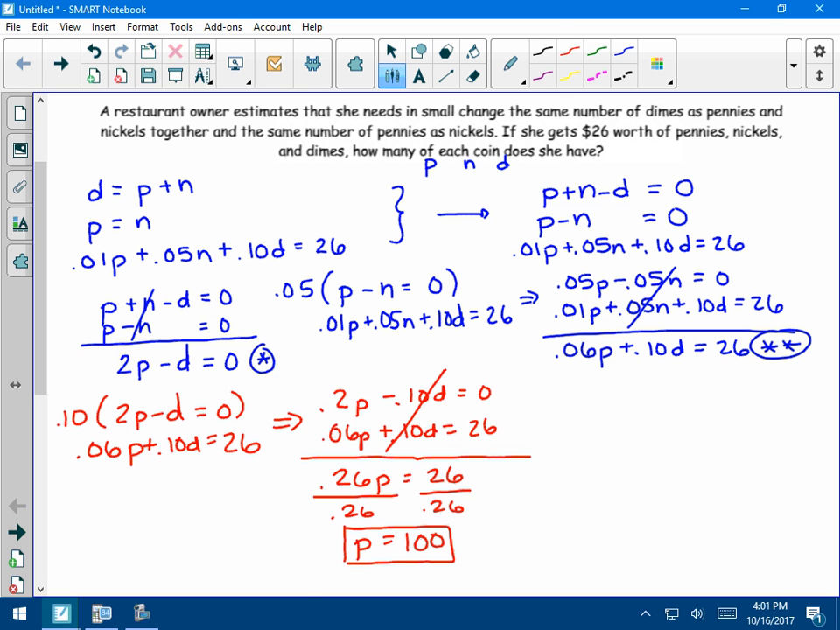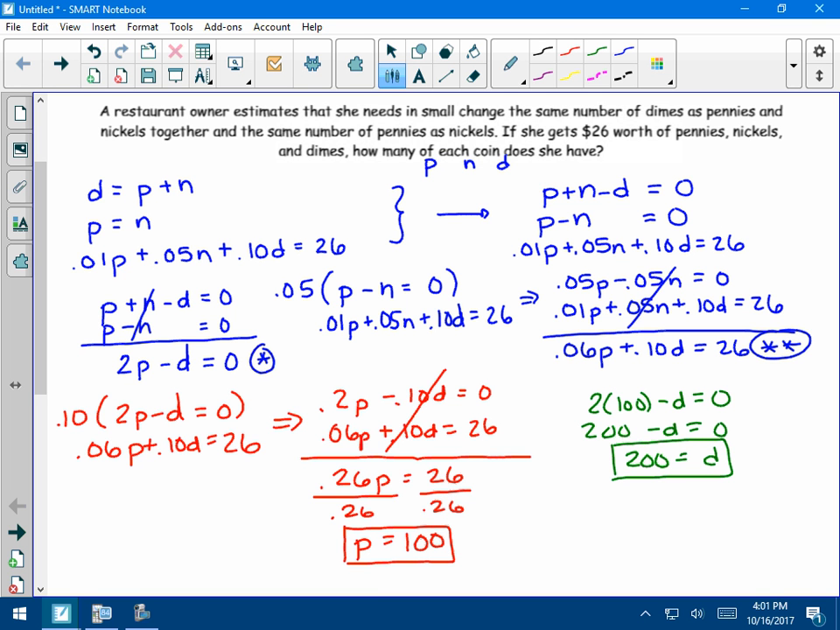And now I'm at my step where I'm just going to start back substituting. So p is 100. I can plug that into this equation, which looks like the easiest one to work with. 2p, so 2 times 100 minus d equals 0. So 200 minus d equals 0. Add the d over. 200 equals d. So we got 200 dimes.